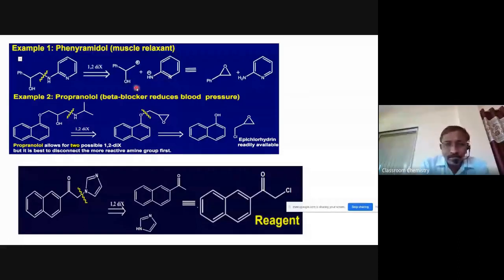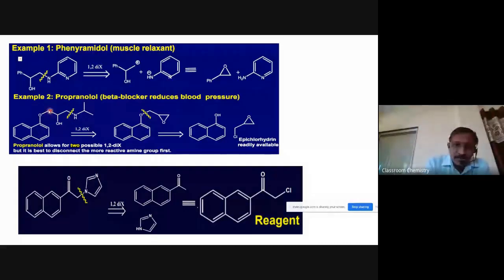Okay, so here we can see propranolol, again a beta blocker which can reduce blood pressure. Again, if you observe, there are two functional groups present.